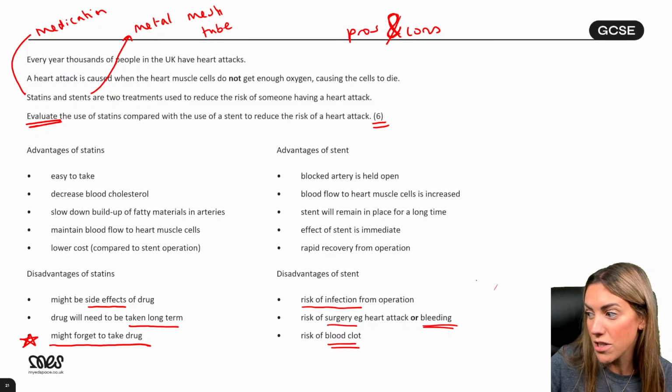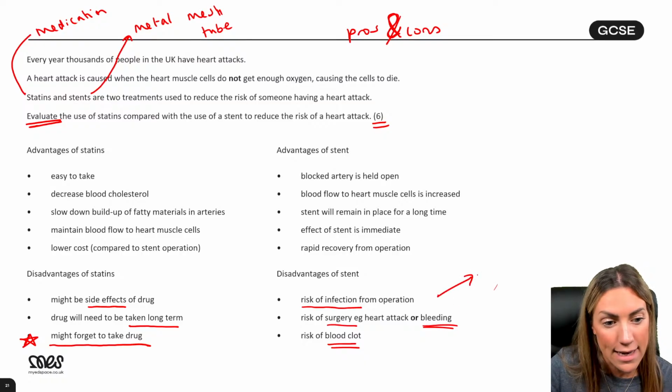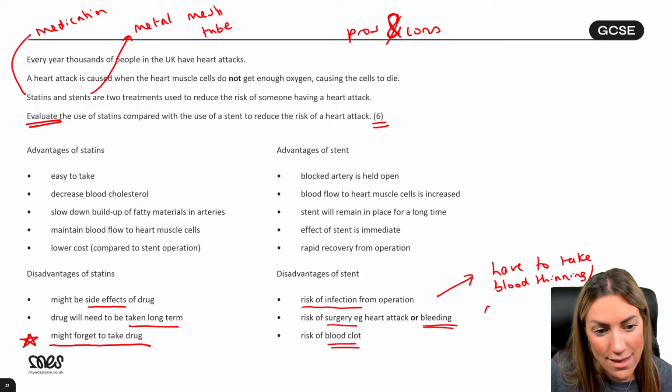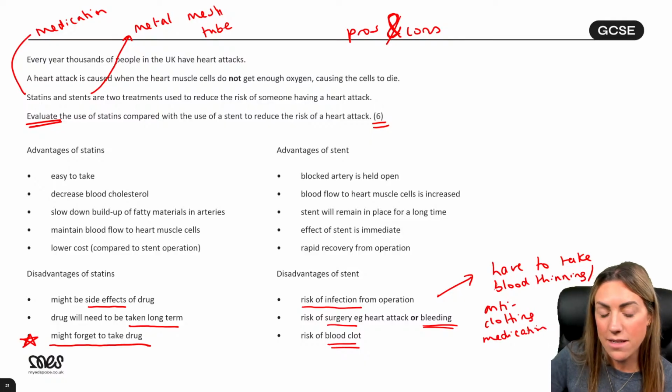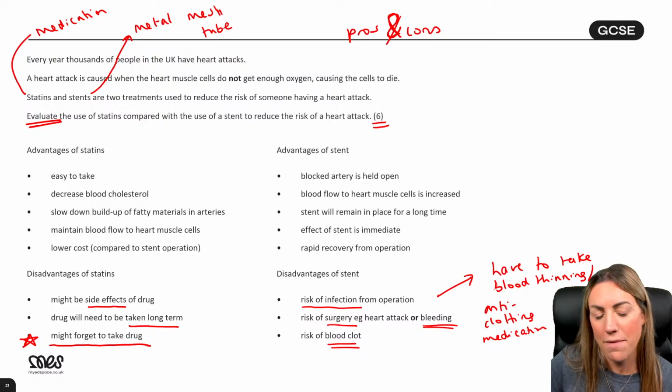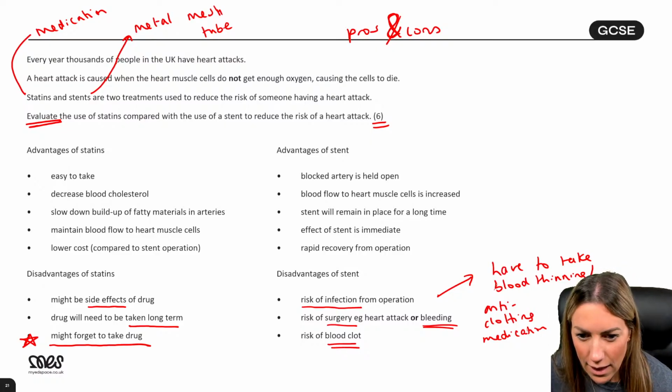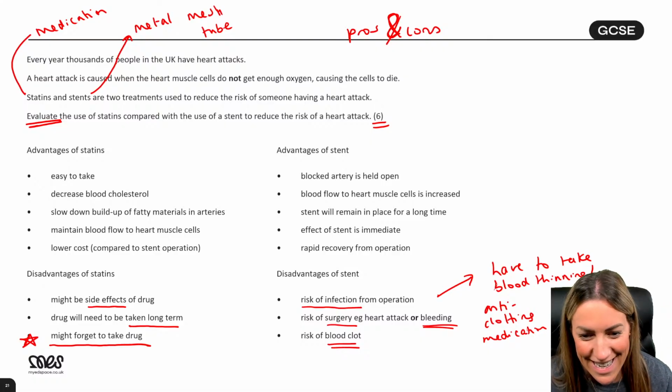Yeah, you could say they have to take blood thinning or anti-clotting medication. I'm sure that would definitely be accepted. As a disadvantage of having a stent, you'd probably have to take blood thinning medication or anti-clotting medication. Yeah. ODG, fantastic.